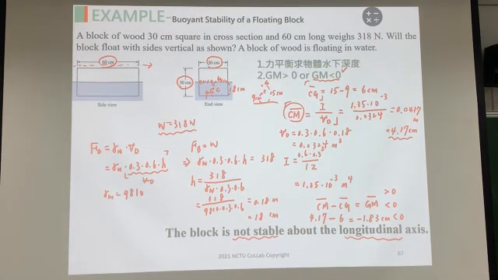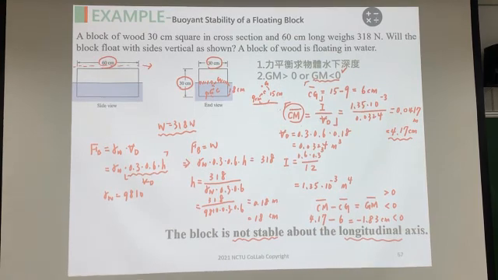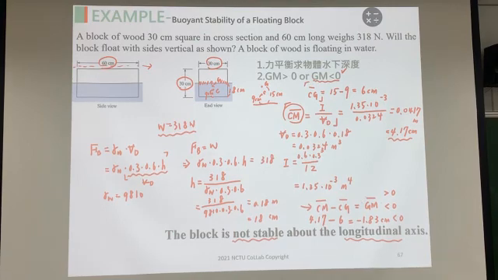Okay, so you need to pick out the C point and the G point first, and then you follow this formula. You can compute the CM distance very quickly, and then you do the minus calculations and identify if it's larger than 0 or less than 0, and then you can predict the block stability problems.